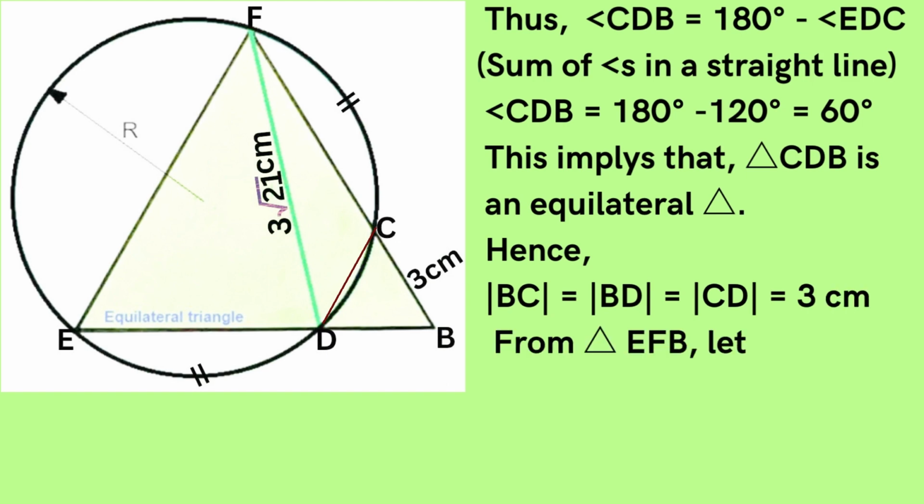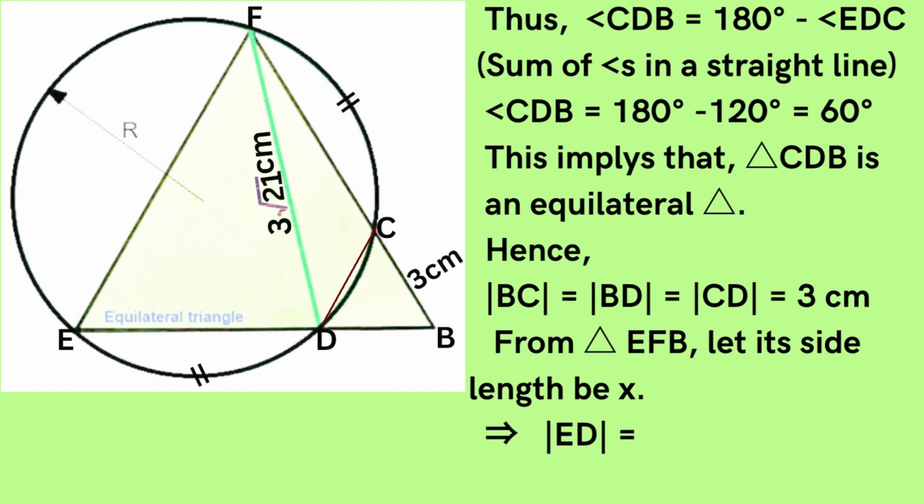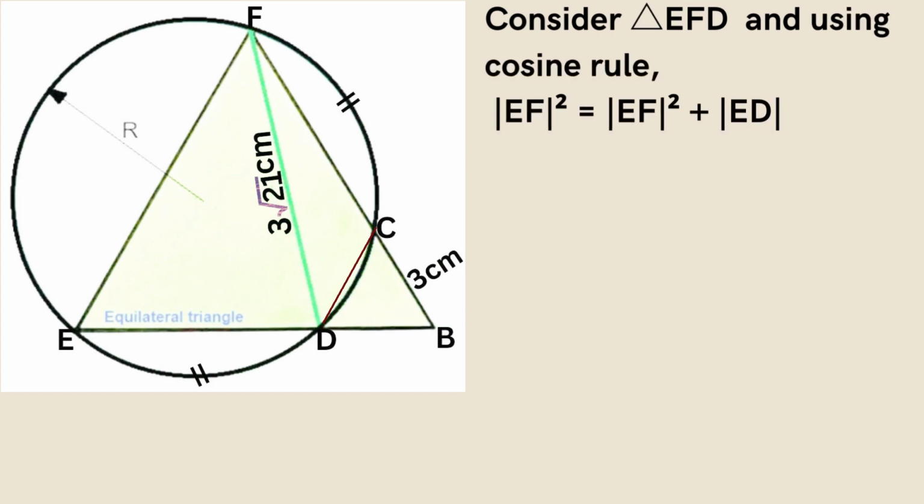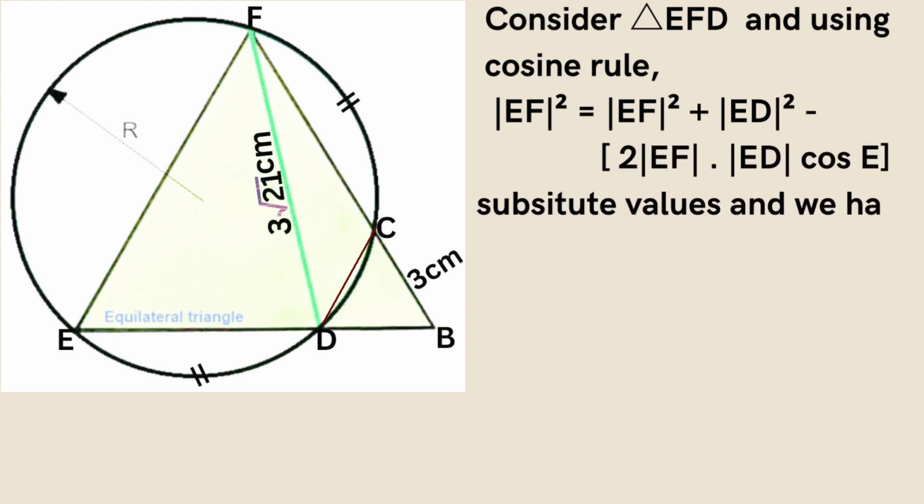From triangle EFB, let its side length be x. This implies that line ED equals x minus 3. Consider triangle EFD and use the cosine rule. Substitute values, simplify, and we have a quadratic equation in x which we can solve for.